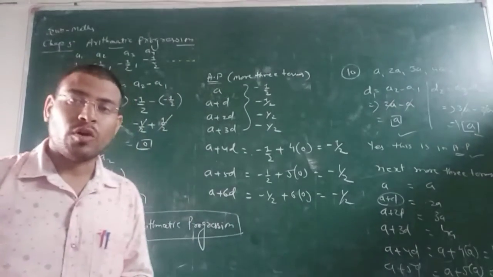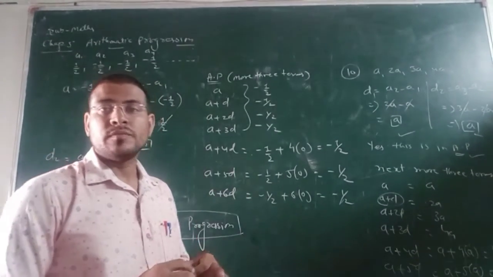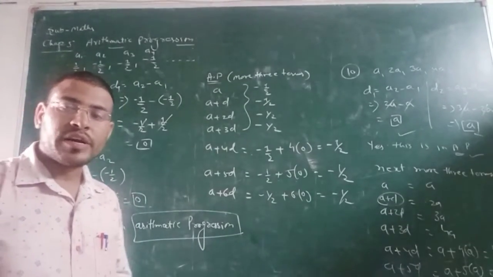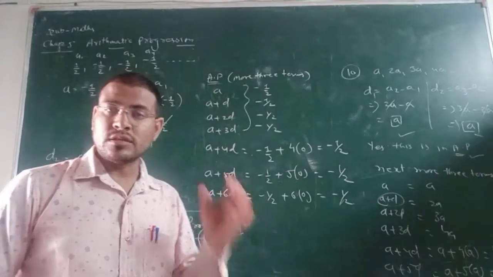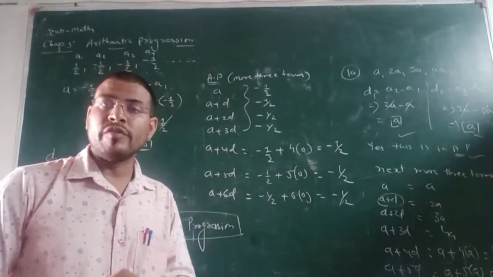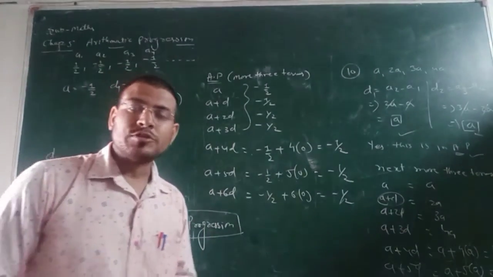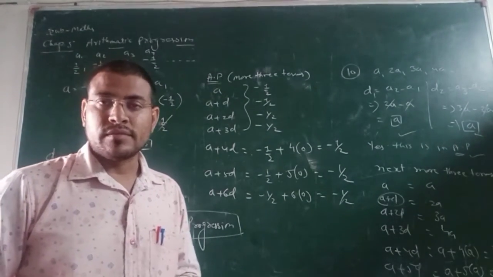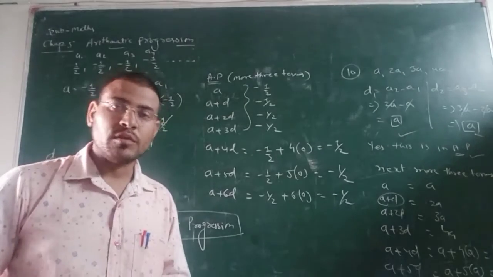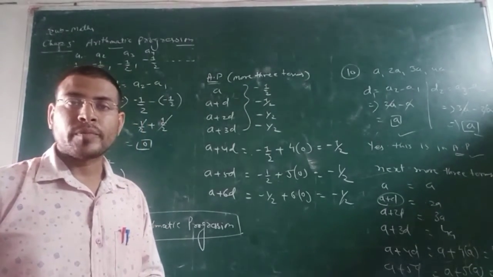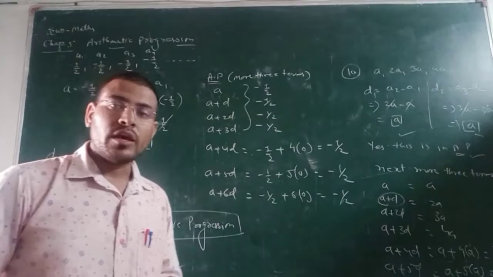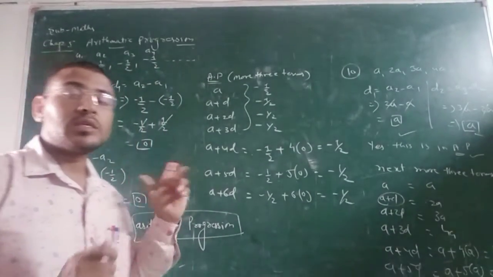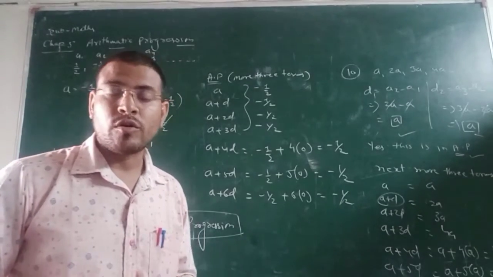Friends, as we all know, the arithmetic progression chapter of standard 10 mathematics is going on. In the previous lecture we discussed some basic concepts of arithmetic progression and also the basic formulas regarding an, the nth term, and Sn, the sum of n terms. Today we are going to find whether a given series is in arithmetic progression or not.